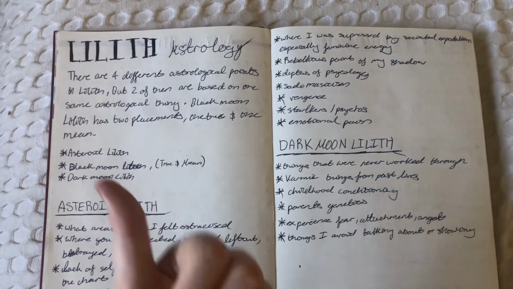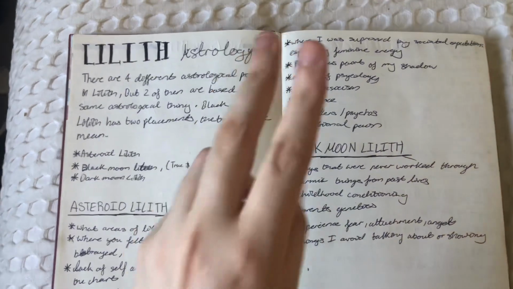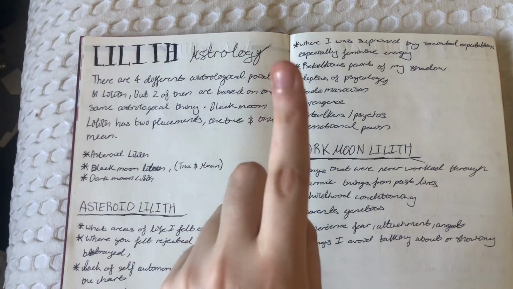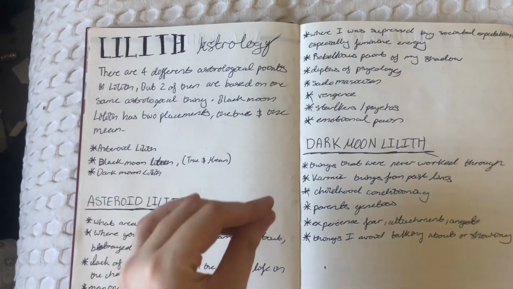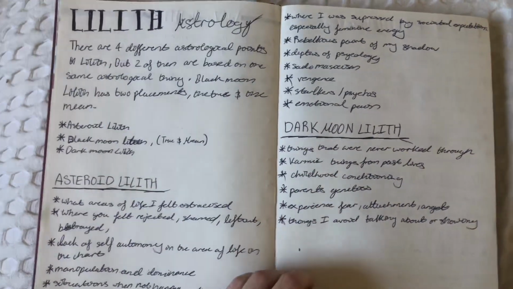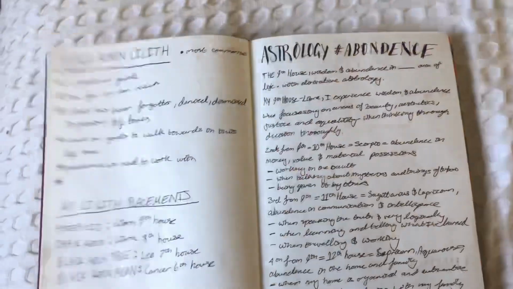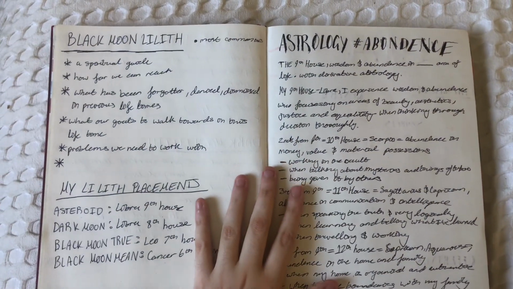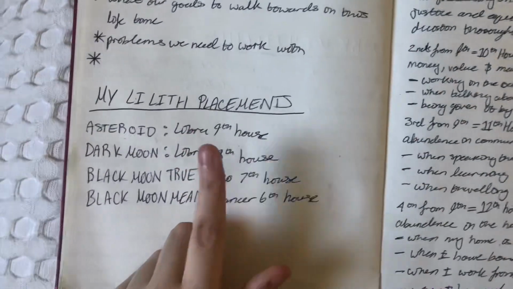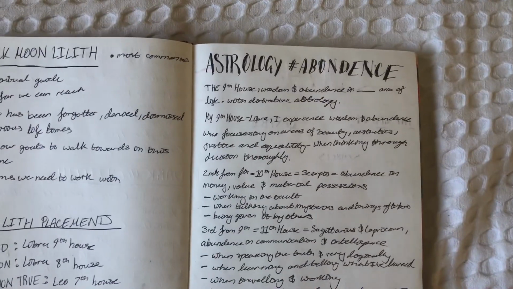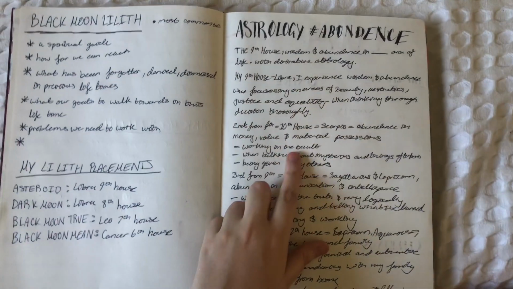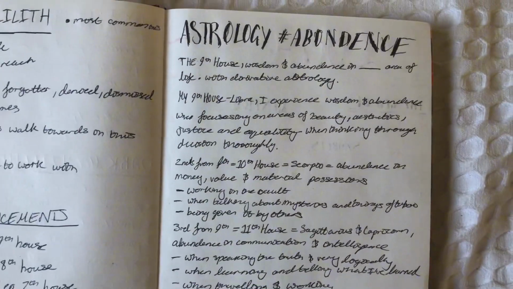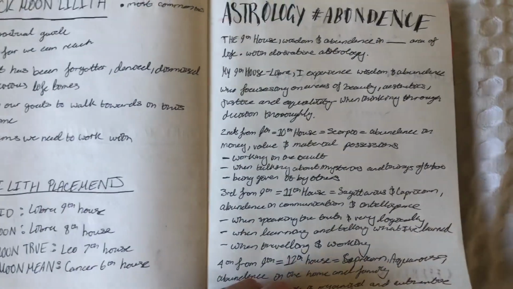So you have the dark moon Lilith, the black moon Lilith, which has 2 different placements. You have the true black moon Lilith and the mean black moon Lilith, which are just mathematical equations of the same placement. And then you have the asteroid Lilith. And then you have my Lilith placement specifically. Astrology and abundance. So this is just derivative astrology about abundance. So basically tying it to the 9th house.